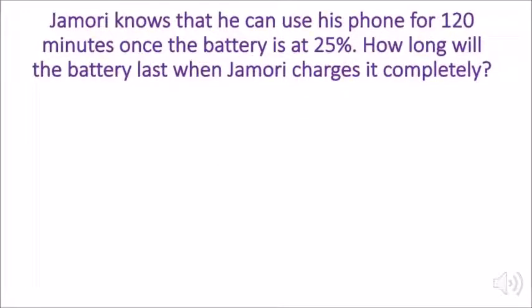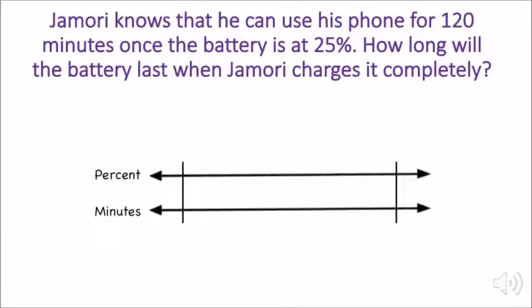Let's look at another problem. Jamari knows that he can use his phone for 120 minutes once the battery is on 25%. How long will the battery last when Jamari charges it completely? Once our number lines are labeled percent and minutes, we can place 0%, 100%, and the information from the problem on our number line. Since the problem tells us that 120 minutes is 25% of the whole battery life, I can place 120 minutes directly under 25% on the number line.